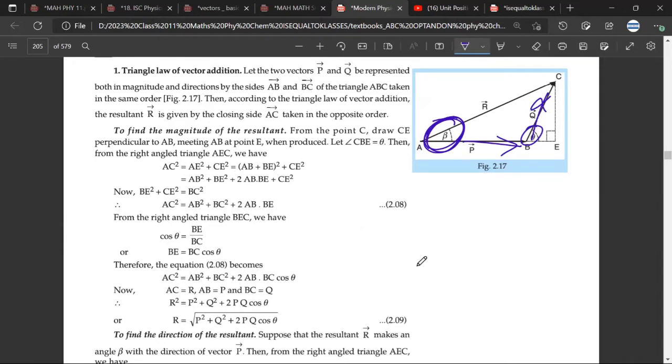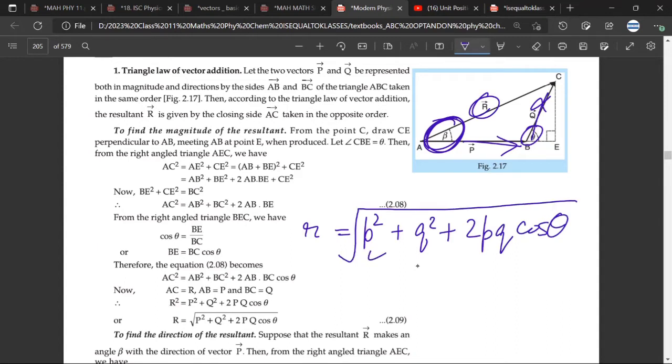So the length of the resultant vector is given by the square root of a square plus b square plus 2ab cos theta. In this case, it is absolutely okay, you can write this as p and q also. So the square root of p square plus q square plus 2pq cos theta, where p and q are the lengths of the two vectors. Are we clear till here?